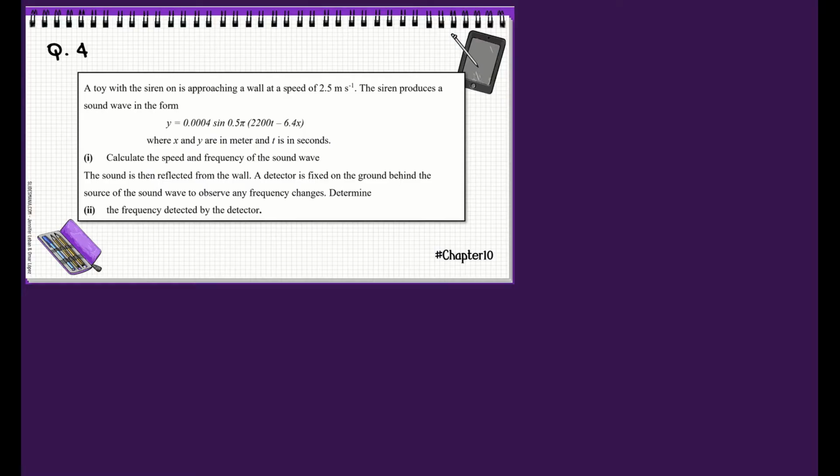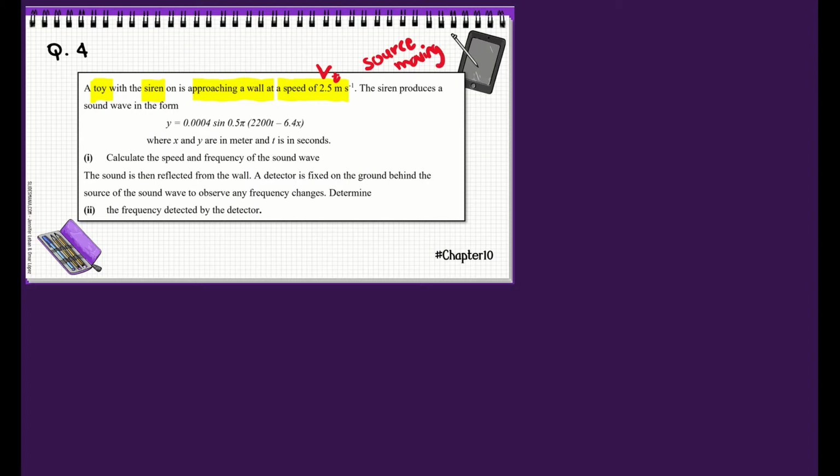Solution for question number 4. So basically question number 4 is from chapter 10. The question is, a toy siren is approaching a wall at a speed of 2.5 meters per second. So we have a toy moving, and this is the velocity of the toy. In this case, we have the case of a moving source.